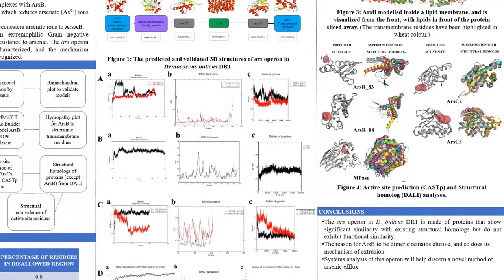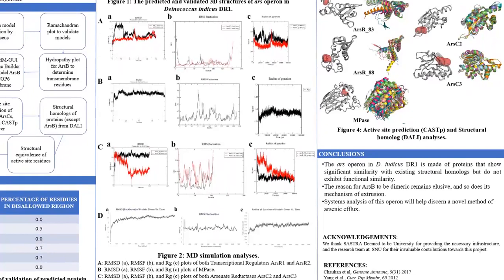Sequence and phylogenetic analysis showed considerable divergence from known structural homologs for all the proteins. To conclude our work so far, first, we see that while the proteins of the ARS operon in D indicus DR1 are structurally and functionally similar to their respective structural homologs, there is divergence on the sequence level and also at the efficiency of these proteins in tandem to confer resistance to arsenite.